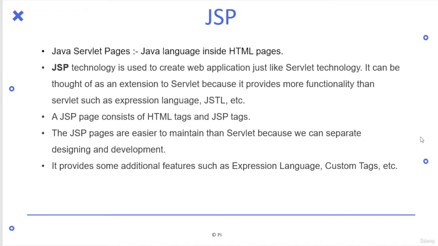So JSP technology is used to create web applications just like servlet technology. It can be thought of as an extension of servlet because it provides more functionality than servlet, like expression language, JSTL, Java, scripting languages, everything. So a JSP page contains HTML tags plus JSP tags, as I showed you before. Then JSP pages are easier to maintain than servlets, because we can separate design and development.